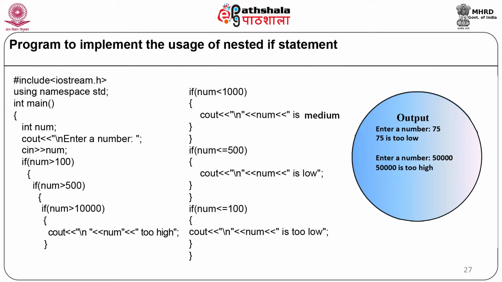If the number entered is 75, the message will be displayed as 75 is too low. If again the input is given as enter a number 50,000, then the message will be displayed as 50,000 is too high. So, this particular program basically checks whether your input number is too low, high, medium or too high.